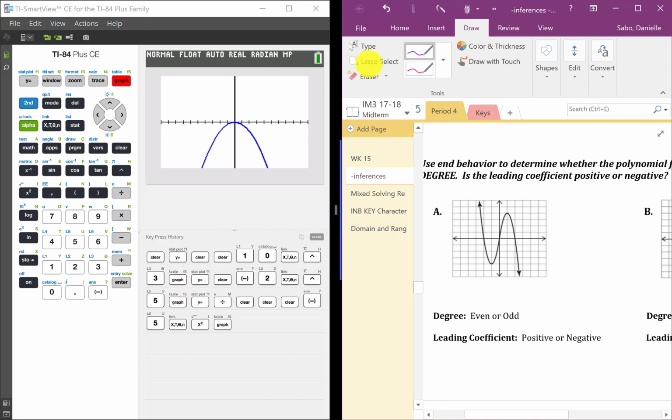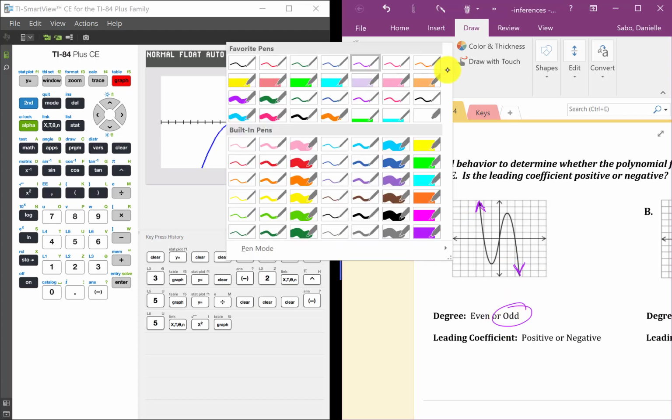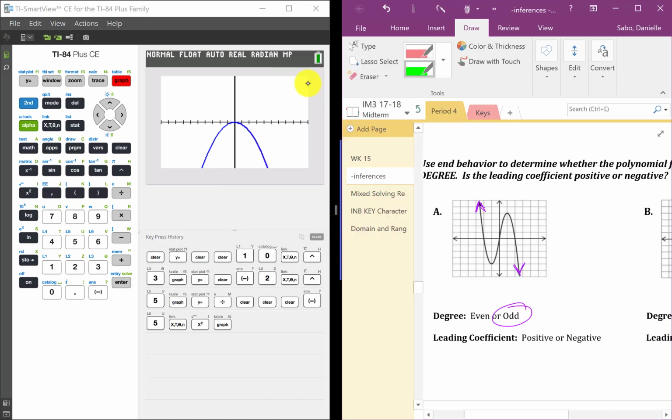The question is asking if it's even or odd. Even means that the arrows are going the same direction, and odd means it's going the opposite. If you look here, I have arrows going the opposite direction, so I should be answering odd. Now, when you're looking at leading coefficient, this is the harder one because they're opposites, so it's kind of hard to tell. But it's always where you are going to be looking at the end of your graph. You see here how at the very end, I'm going down, so it is negative.